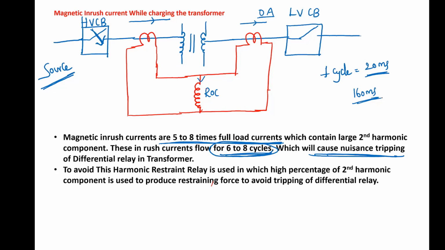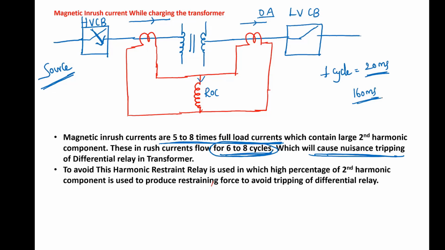After that, what will happen? If the difference in current flows beyond 0.3 second, it thinks that it is not inrush current, some fault has occurred. So it will trip. That is one way you can eliminate this problem. But however, most of the industry experts do not use this technique.